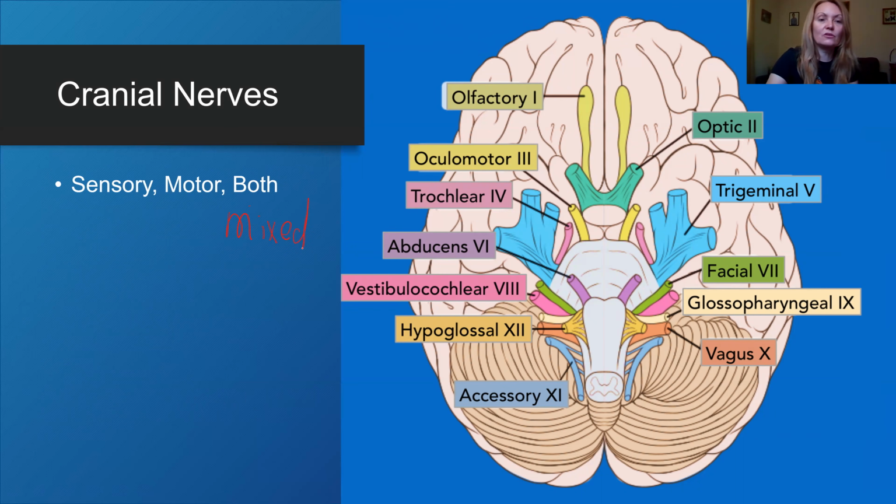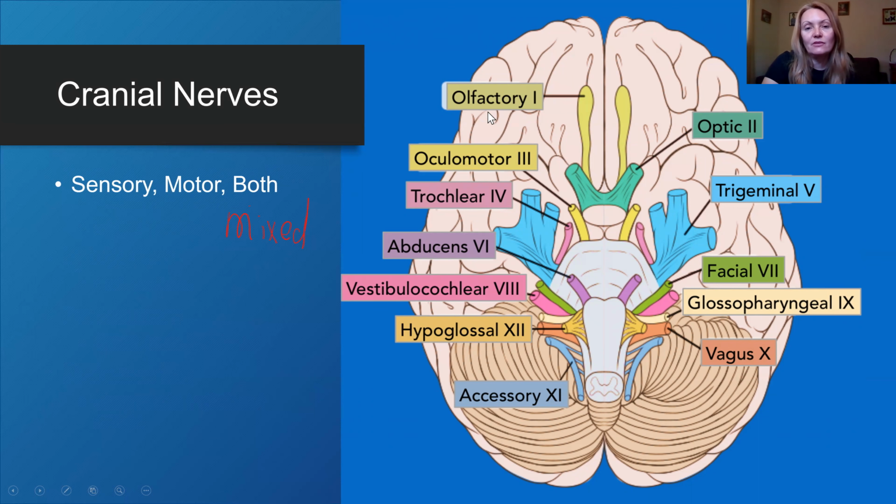So we have sensory nerves, we have motor nerves, and we have mixed nerves. When we're talking about cranial and spinal nerves, they all are mixed. Now, cranial nerves are called cranial because they are attached to the central nervous system at a brain level, most of them at the brain stem, but it's still brain. Spinal nerves attach to the central nervous system at the level of the spinal cord. So if they attach to the brain, we call them cranial nerves.